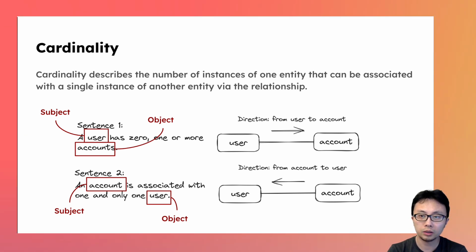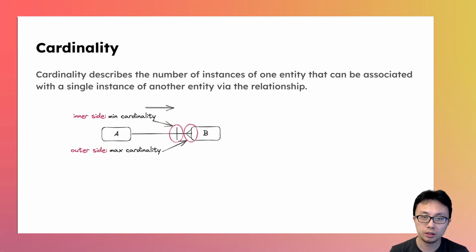Now you know what direction means, let's talk about the representation. Given a directional relationship from entity A to entity B, cardinality describes how many instances of B a single instance of A can and has to be associated with. Cardinality is represented by two graphical symbols on the relationship line between A and B. The symbols are used in pairs to represent the cardinalities.